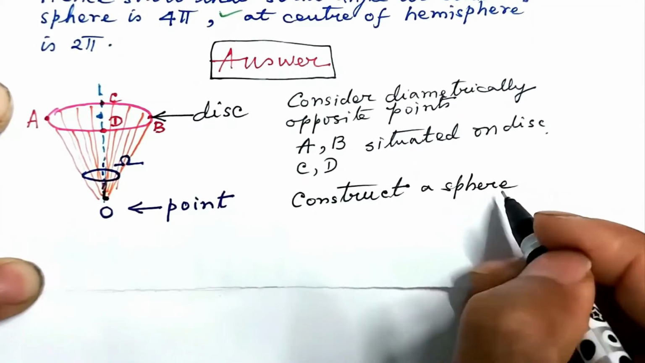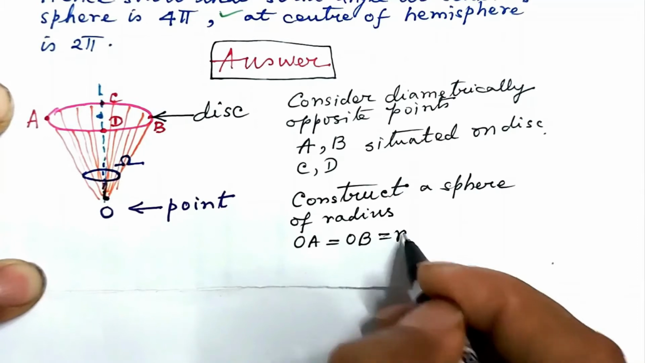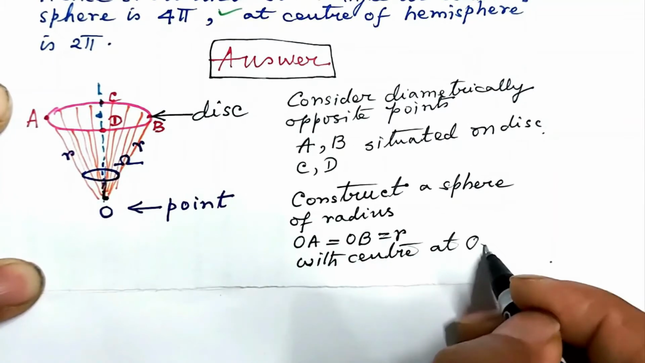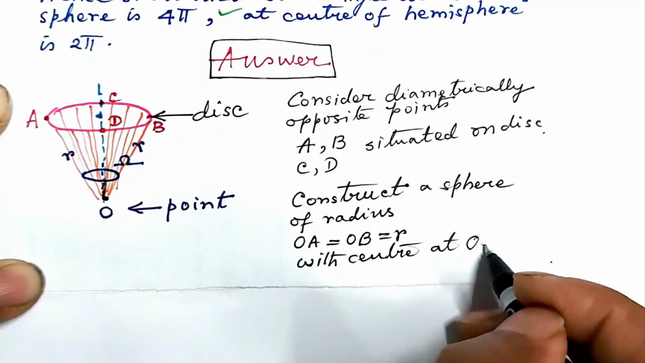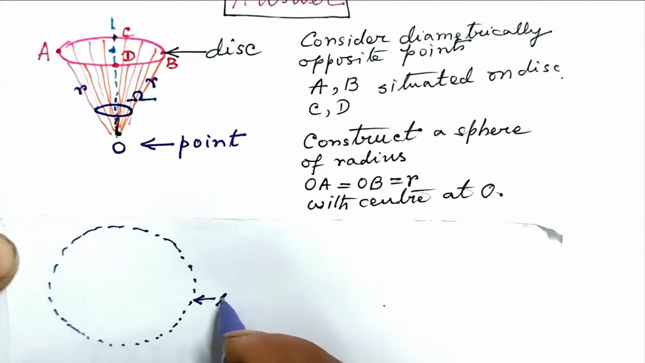Construct a sphere of radius OA equal to OB, call it R, with center at O. This means the sphere will pass through the rim or edge of the disk. Expressed differently, if we cut this sphere, the area of cross-section will represent the disk. Let us draw the sphere.